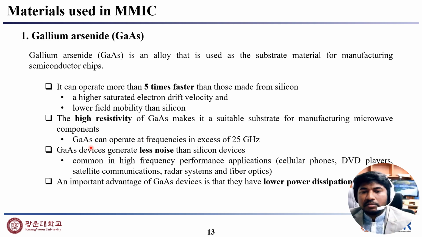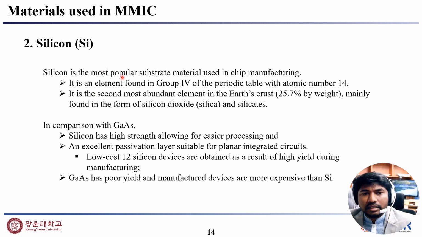And gallium arsenide devices generate less noise than silicon devices, and that is important for radar systems and fiber optics. An important advantage of gallium arsenide devices is that they have lower power dissipation. Then secondly, silicon. Silicon is the most popular substrate material used in chip manufacturing, and it is an element found in group 4, which is an abundant element in the earth's crust.